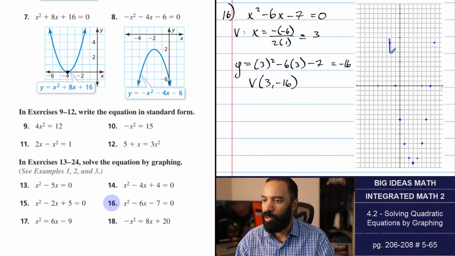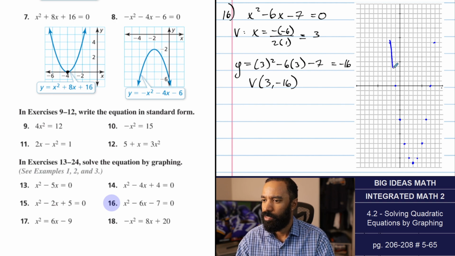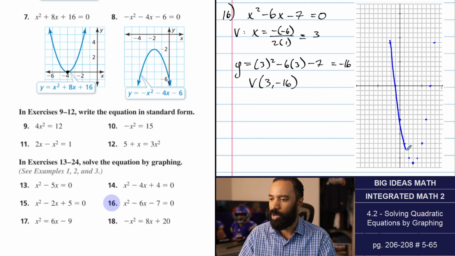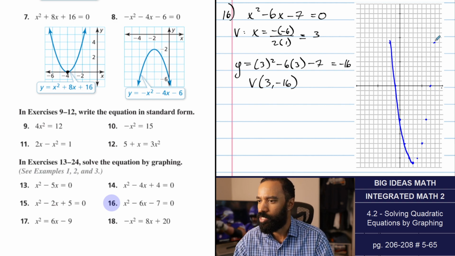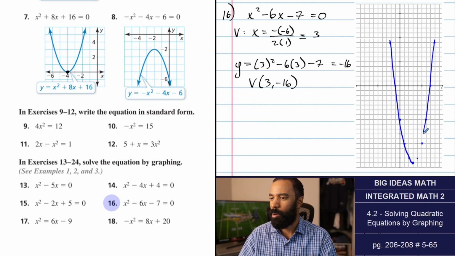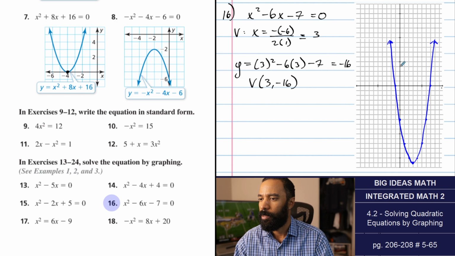So this curve is going to hit there. That's one of my x-intercepts at negative 1. And it's going to come back on the other side at what? 7? So x equals negative 1 or x equals 7 are my two solutions to this one, solved by graphing.